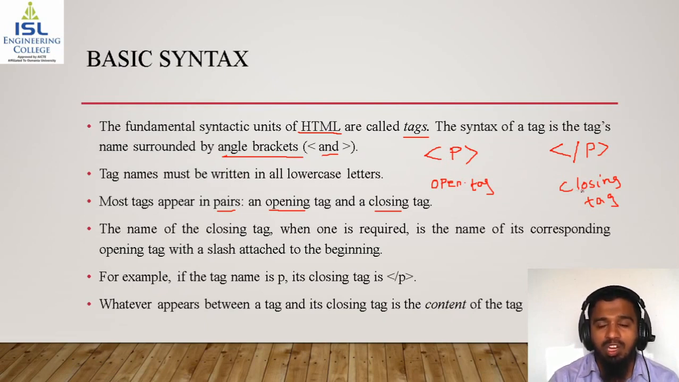Remember this. The closing tag has the slash and the opening tag does not have anything. Okay, it does not have anything. Next, for example, the tag name is p, its closing tag is slash p. Whatever example I just told you, the same thing. This is the syntax. Whatever appears between a tag and its closing tag is the content of that tag, meaning whatever you want to write between these two tags.